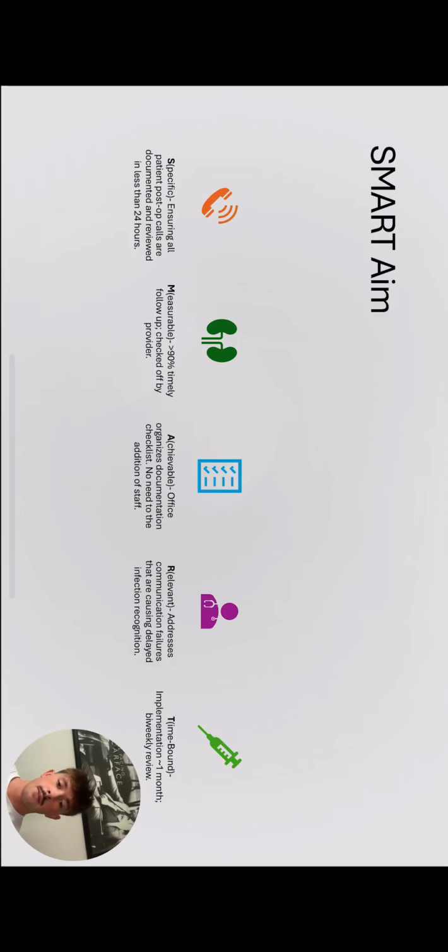For my SMART AIM, it defines what we need to improve within the office, and specifically, we want to ensure all patients' post-operative calls, particularly those involving red flag symptoms or infection concerns, are documented and reviewed by a provider within 24 hours. Measurably, our goal is to achieve more than a 90% timely follow-up, and this will be monitored by having a provider sign off on each documented concern from the patient.